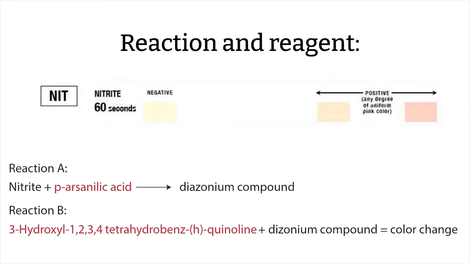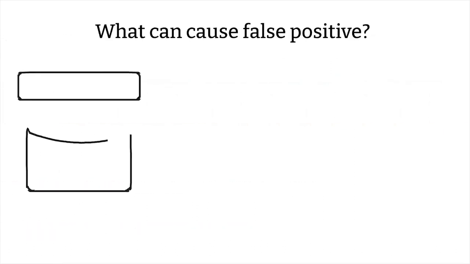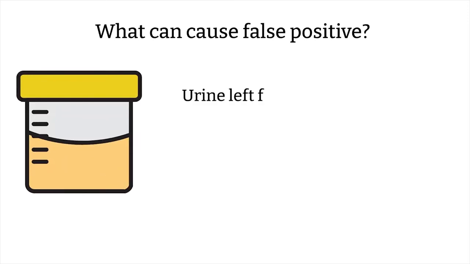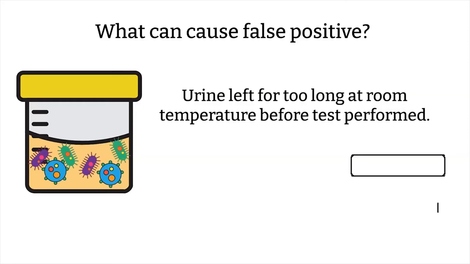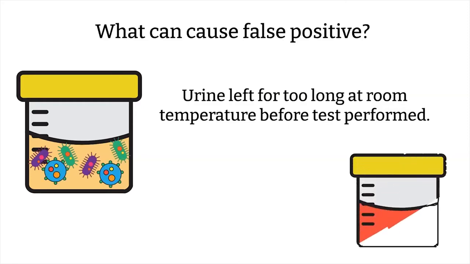For false positive test results, if the urine is left for too long at room temperature before the test is performed, this can give false positive test results, because while the specimen is waiting for testing, microorganisms can grow in the specimen and generate nitrate. A red urine can also give a false positive test result.